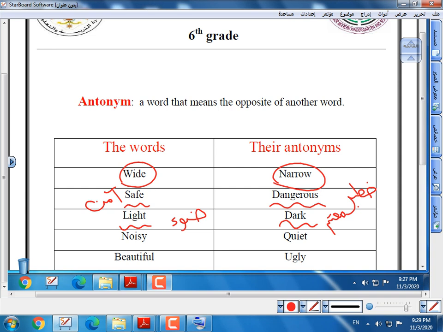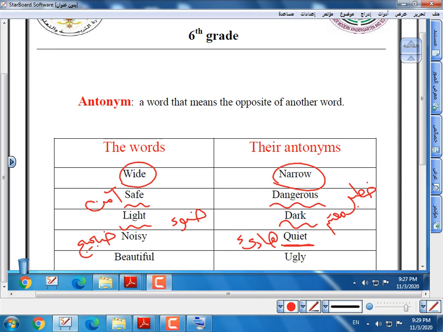Noisy, and it means مزعج أو ضجيج. Okay? Noisy, and the antonym for this word, or the opposite of the word noisy, عكس كلمة noisy اللي هي ضجيج أو إزعاج, is quiet. Quiet, which means هادئ.